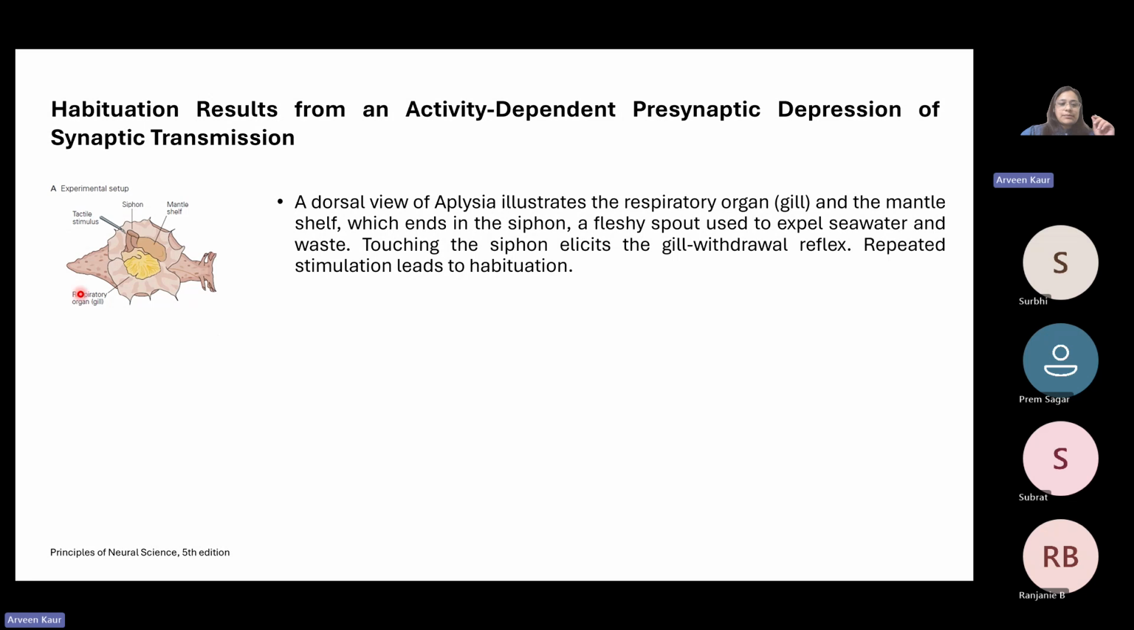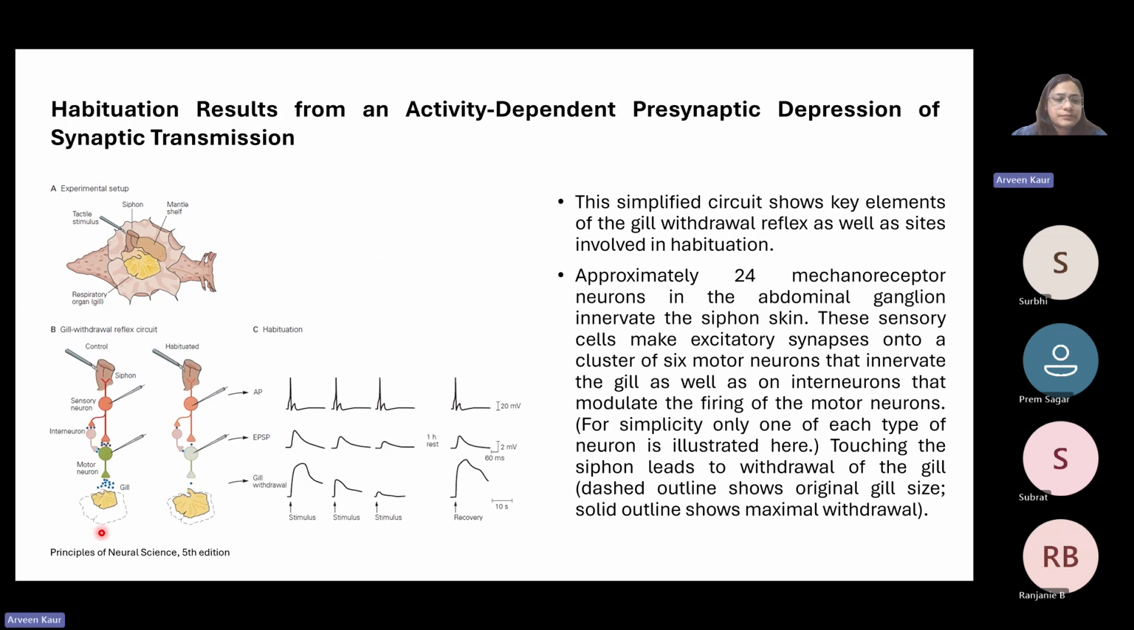So this is Aplysia, right? This is the respiratory organ or the gill. This is the siphon that we are talking about. This is the shell, and this is the tactile stimulus. So for instance, if this stimulus is applied on the siphon, the gill will retract, right? So, for instance, like this.